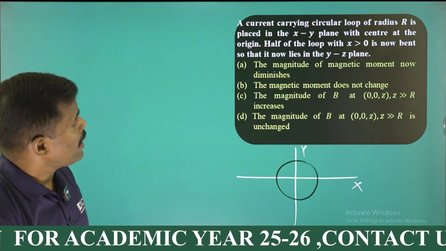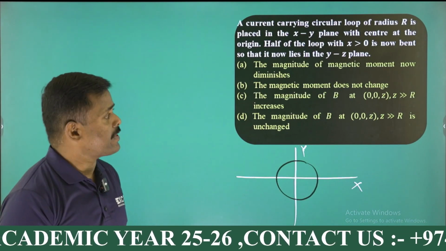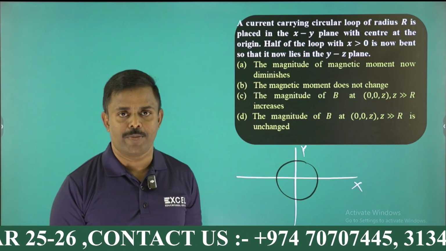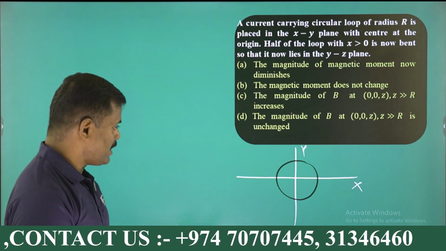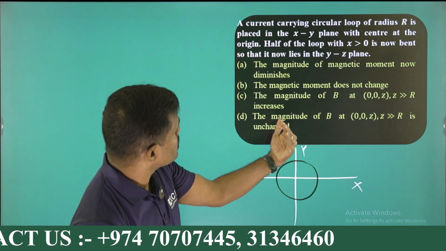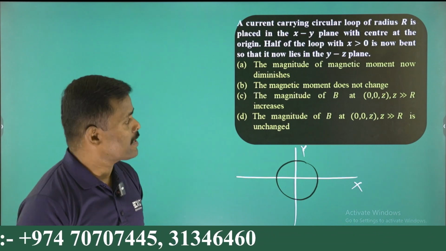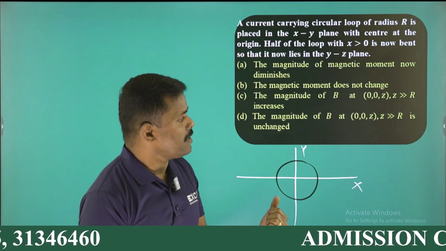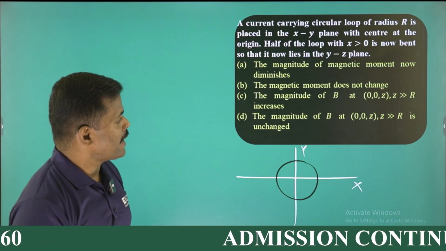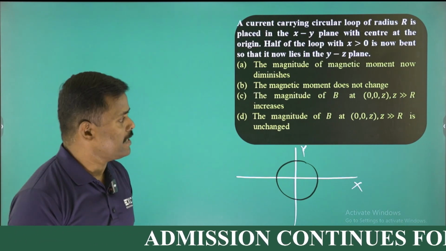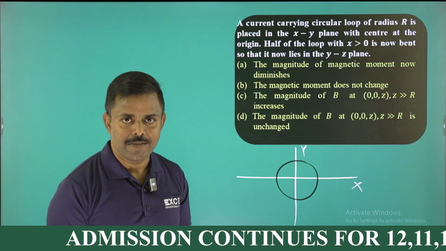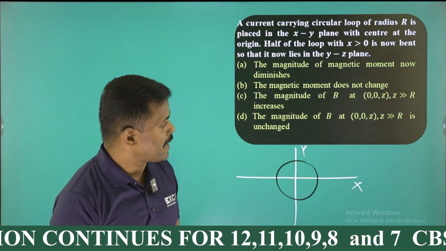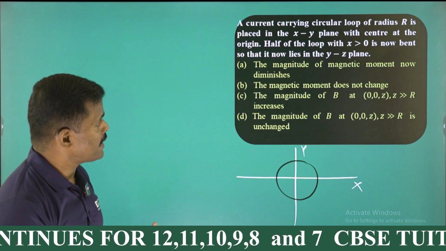Then half of the loop with x greater than 0 is now bent so that it lies in the yz plane. So you're going to bend this now, and then what are the options? The magnitude of magnetic moment now diminishes. Magnetic moment does not change. The magnitude of B at 0, 0, Z for Z greater than R increases. The magnitude of B at 0, 0, Z, Z greater than R is unchanged. So let us see the options.